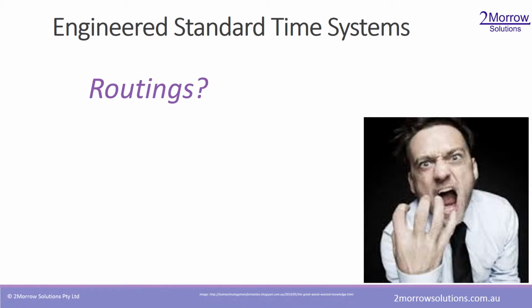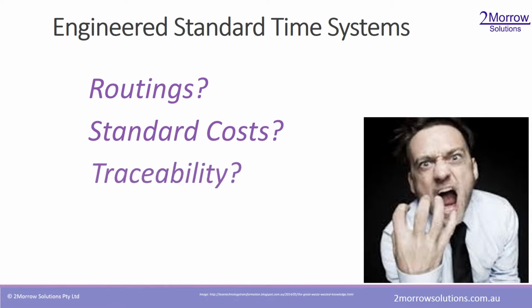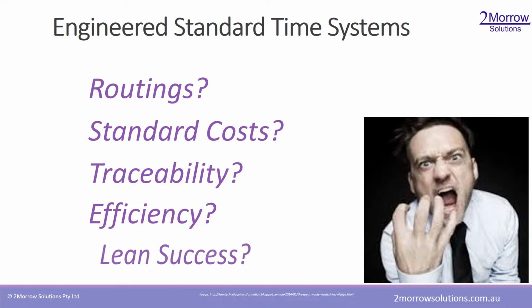Have you implemented an ERP system and wondered how to cost-effectively measure and implement routing times? Are you worried about the standard costs of your manufactured product? Do you have routing times in your ERP system but don't know how they were calculated? Do you want to measure your production efficiency? Have you effectively measured the success of your lean implementation? This video presentation will introduce the concept of engineered standard time systems, which can address these questions.